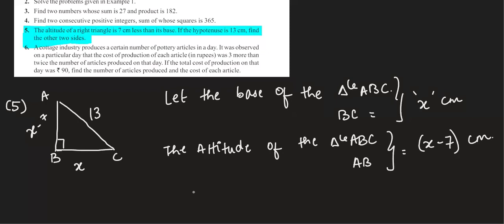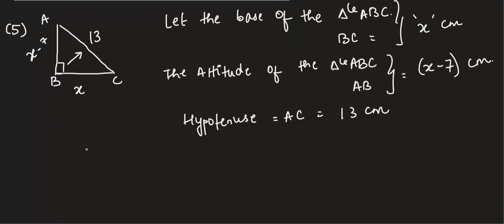What else is given? Hypotenuse is given. So what is the hypotenuse? The longest side of the triangle is called the hypotenuse. Also, the hypotenuse side will be exactly opposite to this 90-degree angle. So here the hypotenuse is AC, which is equal to 13 centimeter. Now we'll have to find the value of x, and then find AB and BC, basically the value of the other two sides.